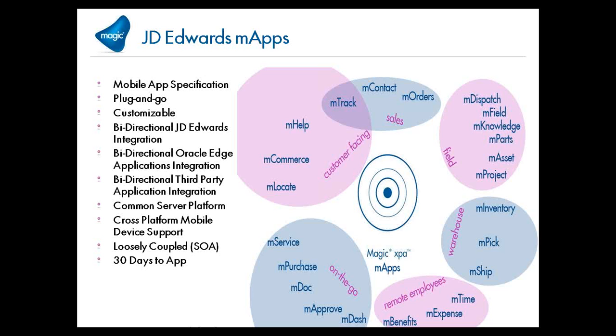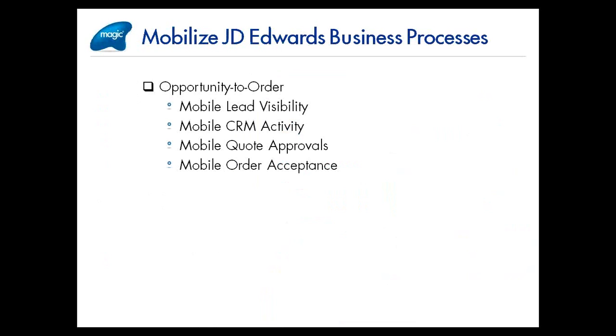And we're at Magic Software really excited about a program we're calling 30 Days to App, which means that from the time that specification is agreed upon to delivery of those mobile apps, we're looking at a 30-day process, and sometimes much less. And so that's really exciting for our customers to be able to say to their business organization, once we know exactly what we want, we have a partner through whom we can deliver an affordable app based on commonly used technology in the JD Edwards community.